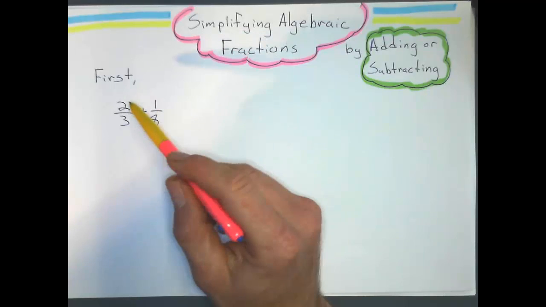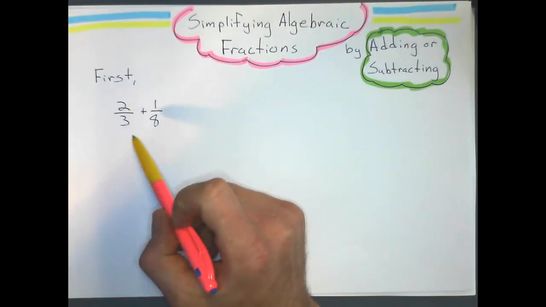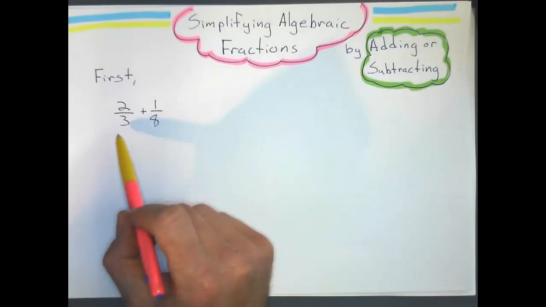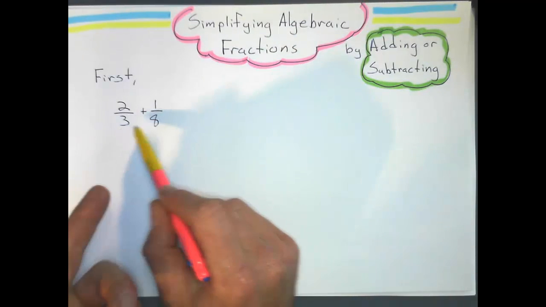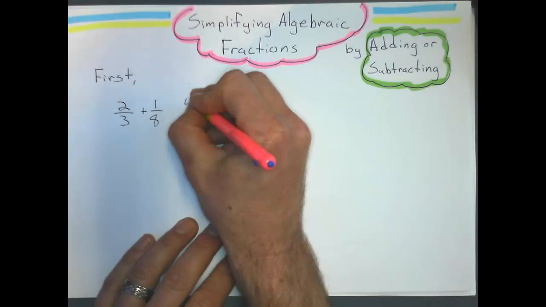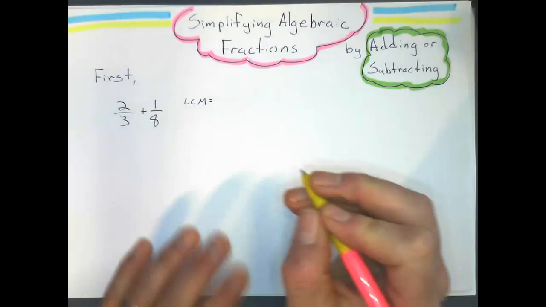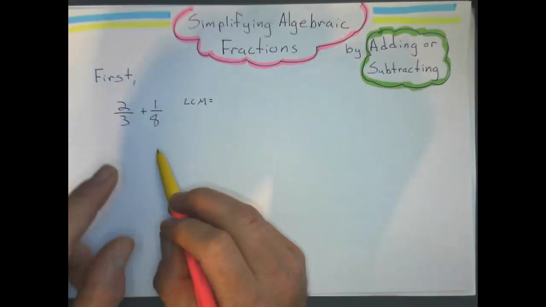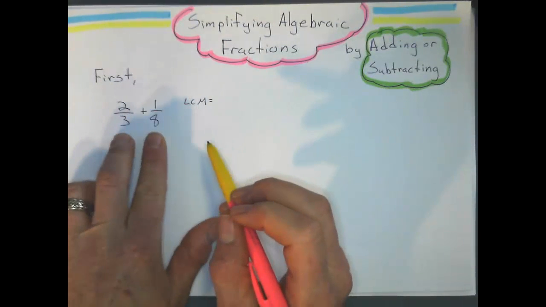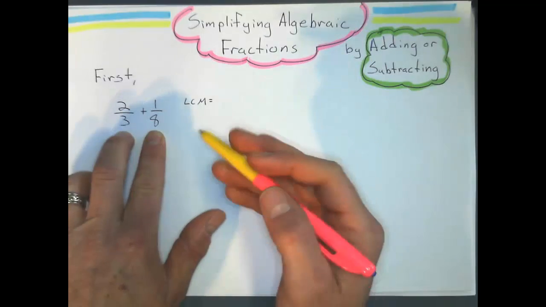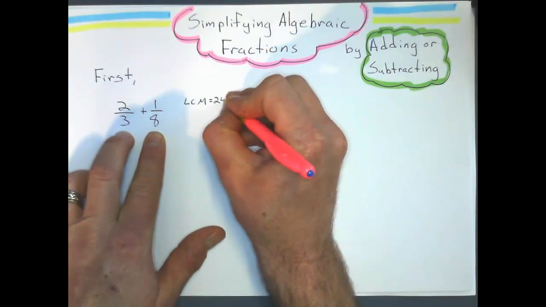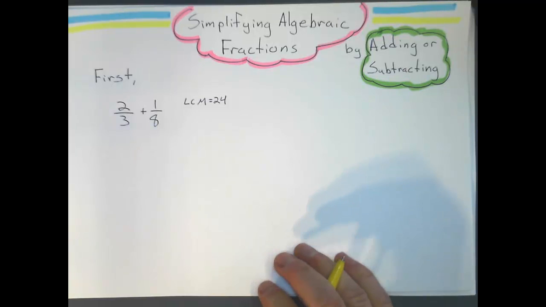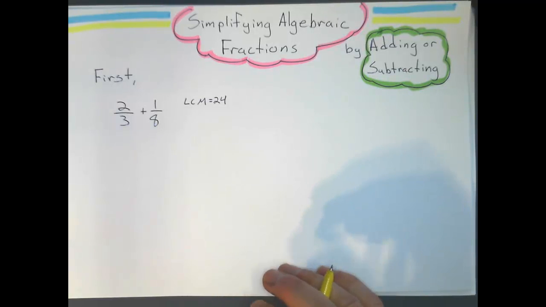If I have 2/3 plus 1/8, I can't add those together just yet because I need a common denominator. That common denominator of 3 and 8 is always going to be the least common multiple of 3 and 8, which in this case is the same as the product, 3 times 8. So the least common multiple is 24. I rewrite those fractions so they have a denominator of 24.